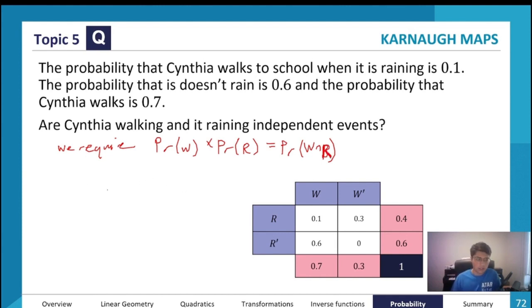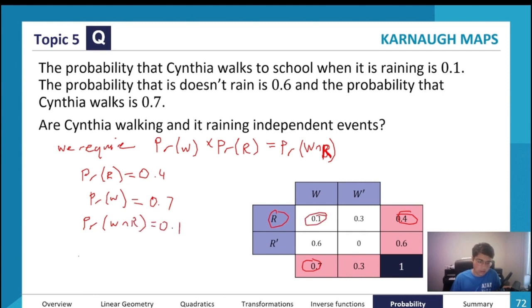Okay, so the probability of R is 0.4. Remember, this is R here. We go to the end of the row, that's 0.4. The probability of W is 0.7. So that's this cell down here. And then the probability of W intersect R is 0.1. We can notice though that 0.4 times 0.7 is going to be something like 0.28. That's not going to be equal to 0.1.